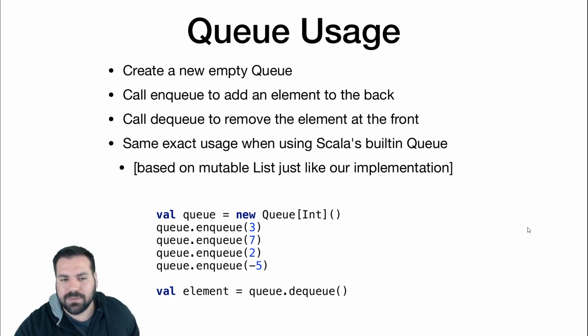Our usage: we're going to have a queue of 3, 7, 2, -5. When we dequeue, that's going to return 3. That was the first element in, so it's the first element out.